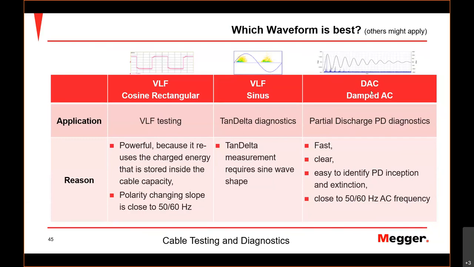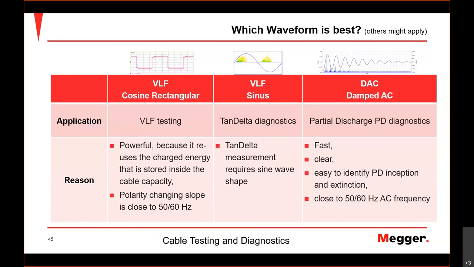The DAC, damped AC voltage, is, I would say, the perfect voltage shape for the partial discharge measurement. Frequency is near operating frequency. Voltages we can easily raise and lower and see what happens at higher voltages. The whole measurement is done very quickly, gives you a lot of detailed information. You can easily measure inception voltage and extinction voltage. Those are two factors. At what voltage does the partial discharge start and where does it stop again? And that's very easy to measure with this voltage shape.